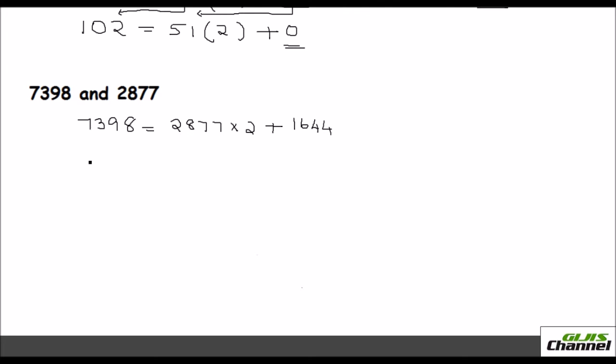Now move this 2,877 to this side. 2,877 equals, and the remainder is moved here, so that is 1644 times, again this I cannot make 2 because if I make it 2 it goes beyond 3000, so I just take the quotient as 1, and now the remainder would be 1233.